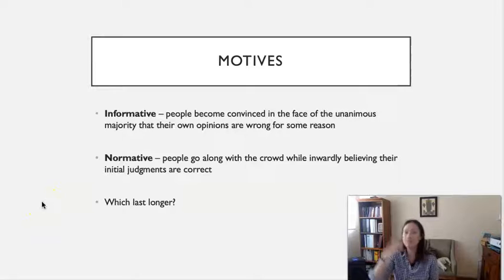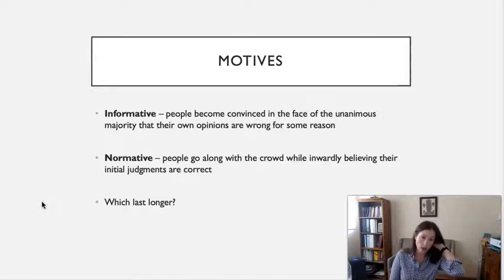And so, pardon me, the two types of reasons people conform. The informative is when you become convinced in the face of the unanimous majority that your own opinion is wrong for some reason. So you conform because you think they know something you don't, they have information you don't have. You think they're right, and you want to do the right thing. If it's normative, you go along with the crowd while inwardly believing your initial judgments are correct. You want to look normal. You don't want to stand out and look weird.